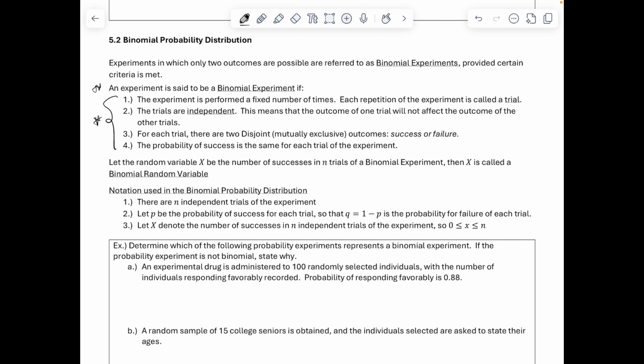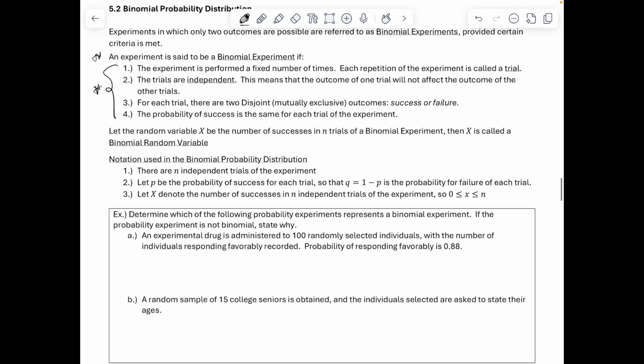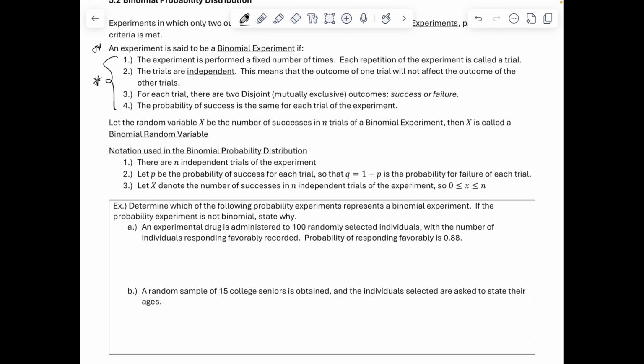Number 2 says the trials are independent. This means that one outcome of a trial will not affect the outcome of any other trial. Number 3 says for each trial, there are 2 disjoint, mutually exclusive outcomes, which we call success and failure. Number 4 says the probability of success is the same for each trial of the experiment. Let the random variable x be the number of successes in n independent trials of a binomial experiment, then x is called a binomial random variable.